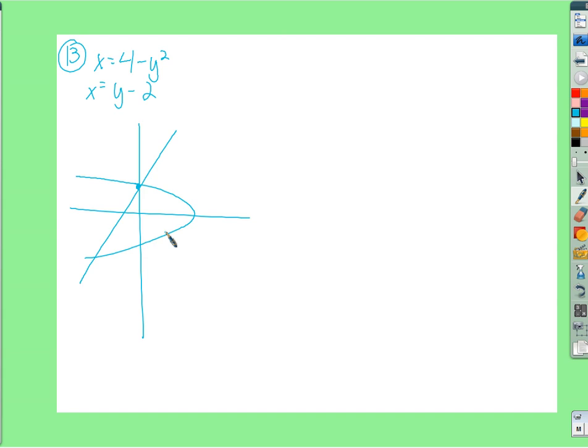Okay. We would do that by solving for y. So we would solve for y. It would look like this. We get y squared equals 4 minus x, and then y equals plus or minus the square root of 4 minus x.